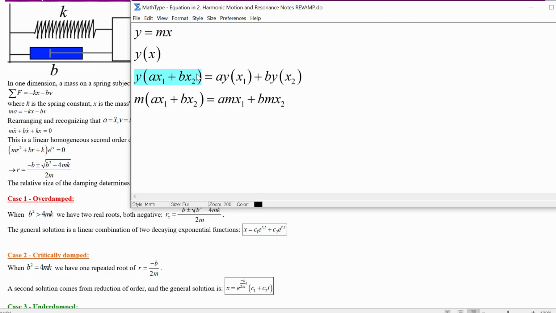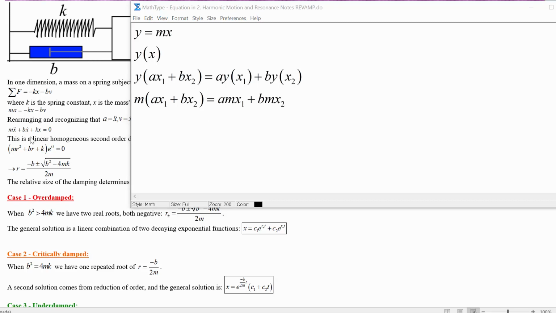Linear function meaning that y at a linear combination of some set of arguments is equal to a linear combination of the function evaluated at those arguments. So that's what's true of a linear function. If you know what y at x1 is, and you know what y at x2 is, and you know that y is linear, then you can find y at a x1 plus b x2 by just taking a y at x1 plus b y at x2. So you can distribute the function over a sum, and you can pull constant multiples out of the function.